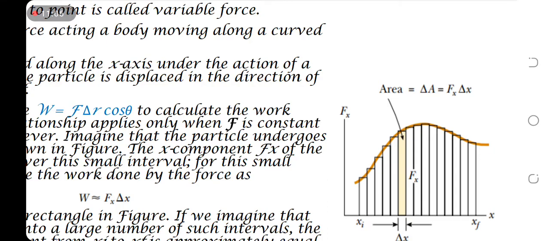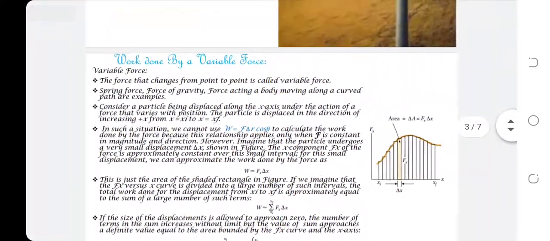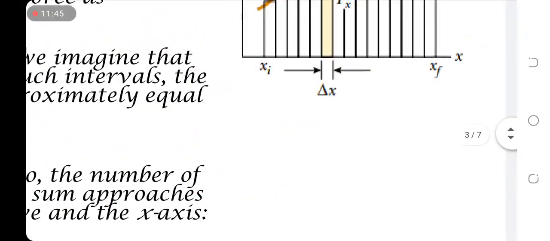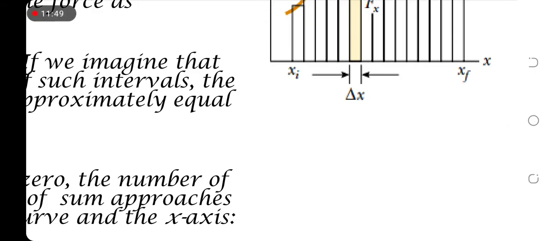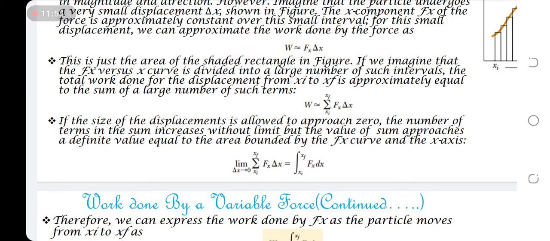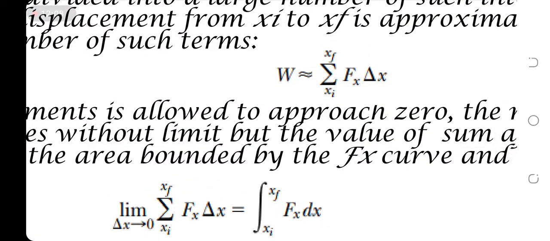As we have divided the whole path into small displacements, if we want the total work, then we will add the work done by the force in each interval, in each delta X. F is approximately the same within a single delta X, but it may vary from one interval to another. So, for the total work done from initial position xi to final position xf, we take the sum of the work done in each interval, each element. We can say that work is the sum from xi to xf of Fx delta x.